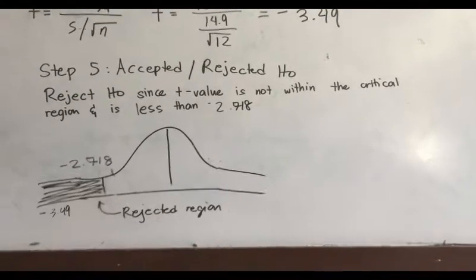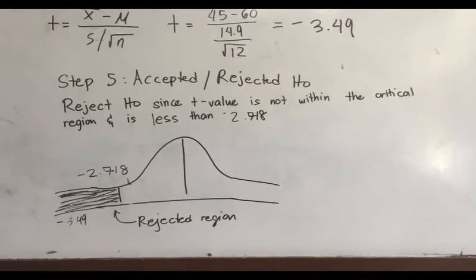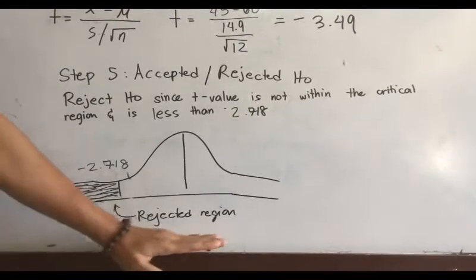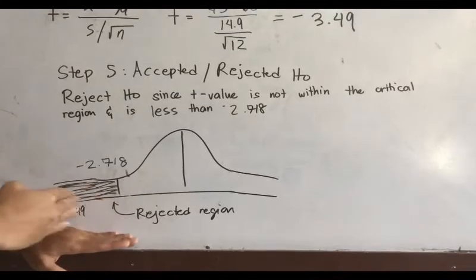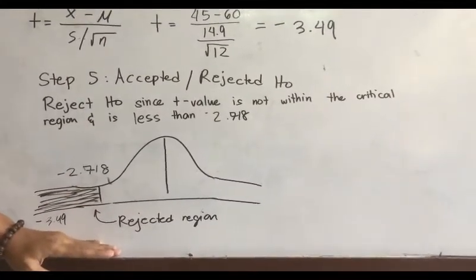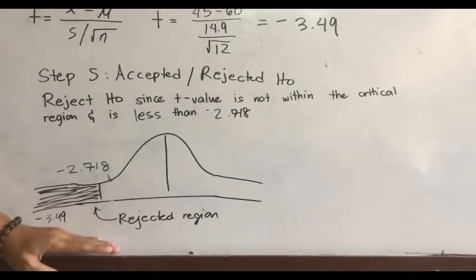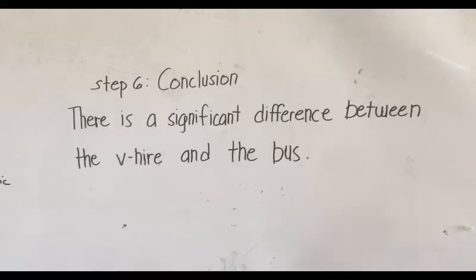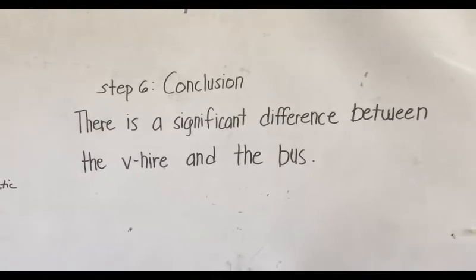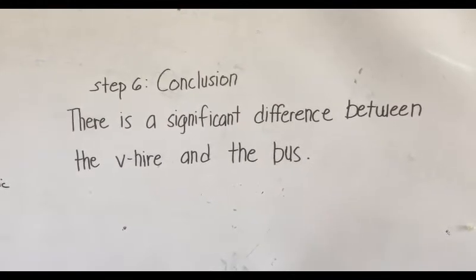Step 5. Decide whether to accept or reject HO. Reject HO since the t value is within the critical region and is less than negative 2.718. Step 6. Conclusion. There is a significant difference between the VR and the bus.